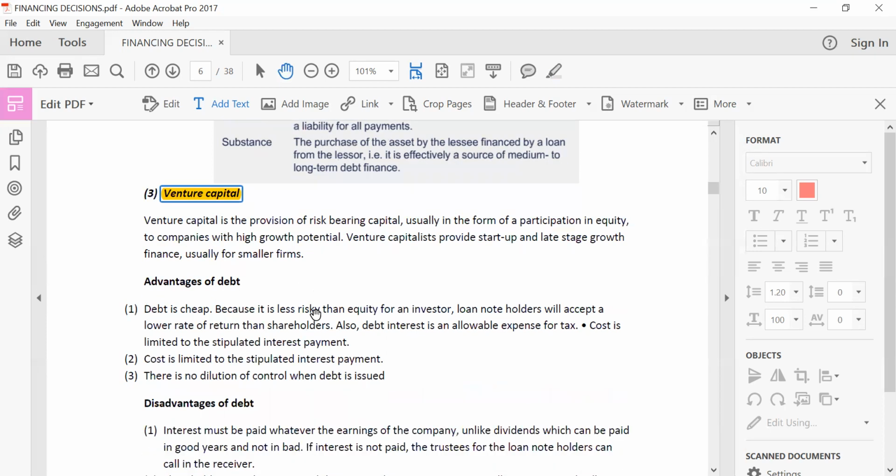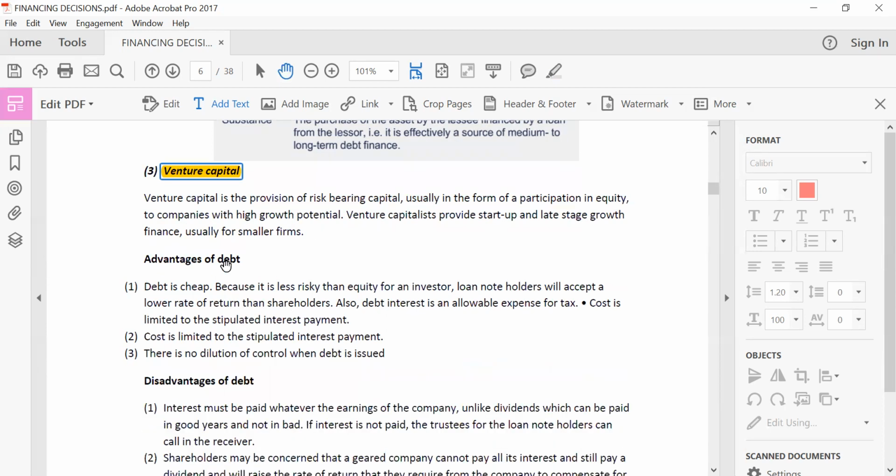Never. Advantages of debt. So we are looking at some advantages of debt. We are saying that debt is cheap. Here we look at it later on because of the principles of Modigliani and Miller.